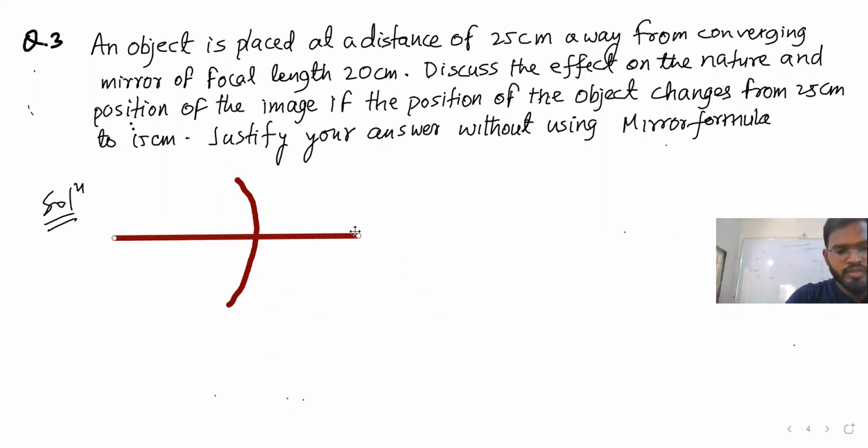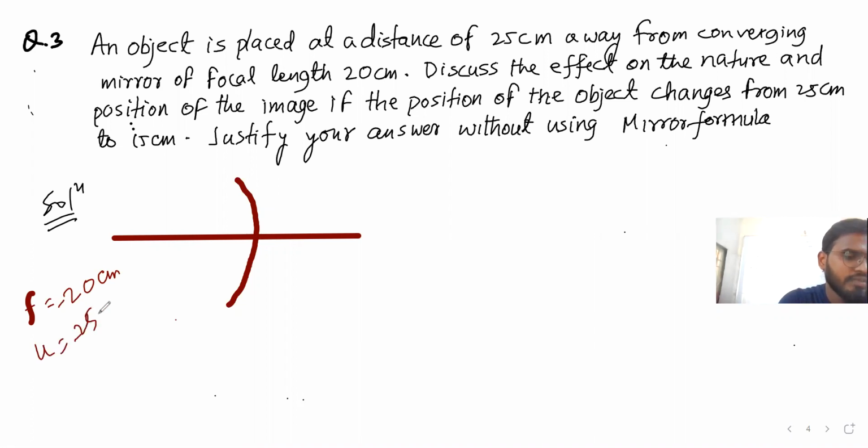Now we can say, guys, an object is placed 25 centimeter away from a converging mirror. Focal length is how much here? Focal length is going to be obviously negative here, right? Negative means minus of 20. Focal length is 20 centimeter. An object, u is how much here? Minus of 25 centimeter. Right. And it changes from what?